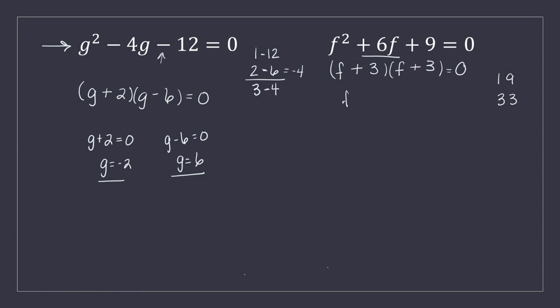So I'm going to solve. I'm going to say f plus 3 is equal to 0. Therefore, f is equal to negative 3. Now, the second parenthesis is exactly the same. So I have two solutions in this case that are the same number. f equals negative 3 is the solution to both of those parts of this equation.